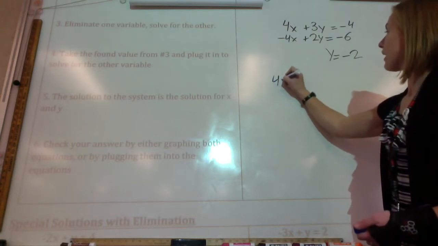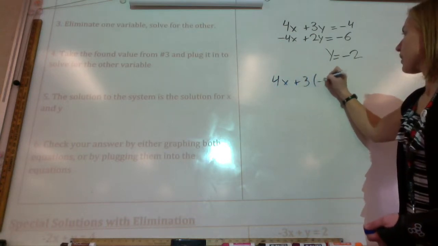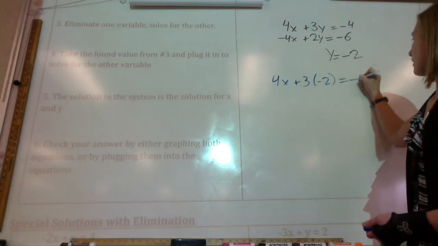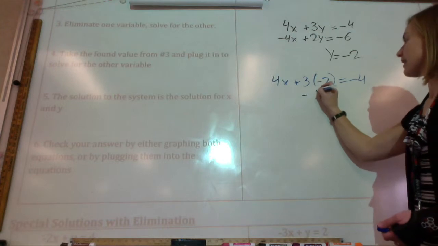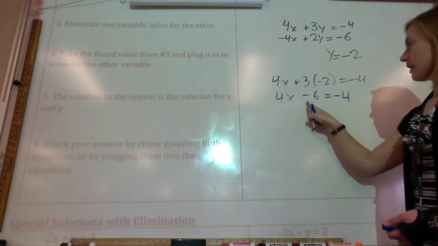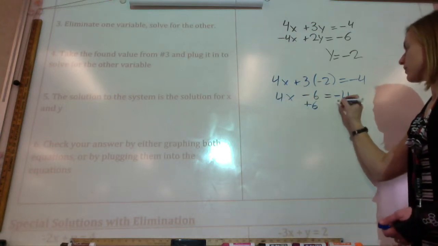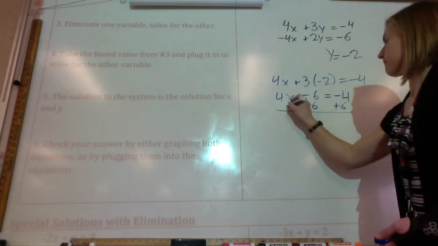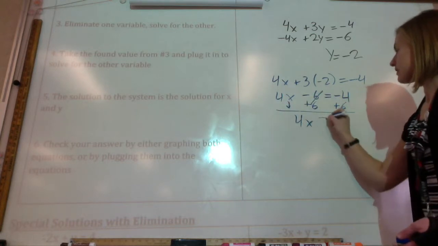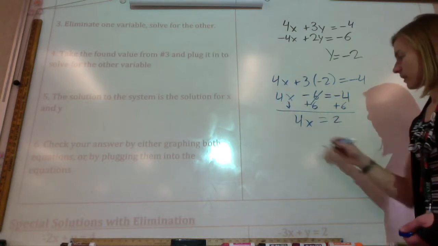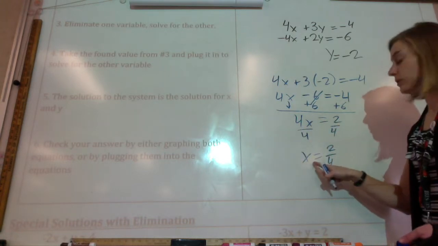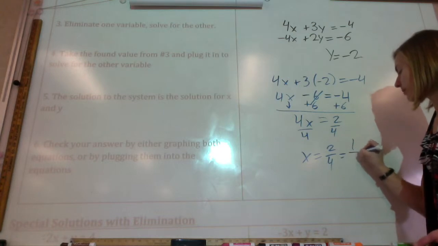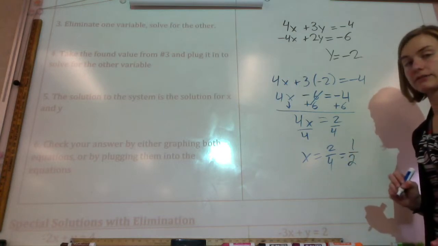So I have a 4x. Then here I throw in our negative 2 for y. And now I just need to solve for x. Well, 3 times a negative 2 is a negative 6. Add 6 to both sides to undo subtraction. That means I have a 4x equals 2. So divide both sides by 4. I get that x equals 2 over 4, or we can remember that that's the same as a half.